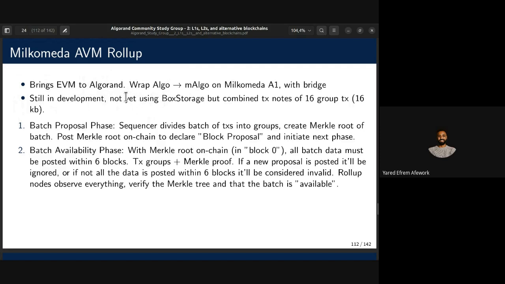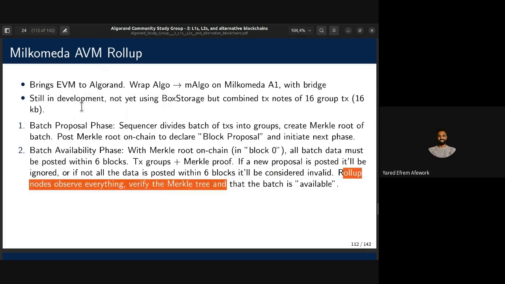Once the sequencer has declared a block proposal, no one else can propose another block proposal. It'll just be ignored by the nodes. And also, if the sequencer fails to post all of the transactions within 6 blocks, everyone can check. The node validators can check that all the data has been posted, because they have the Merkle root, and they will check whether you explored all the paths in that tree. If all the data isn't posted, it'll be considered invalid.